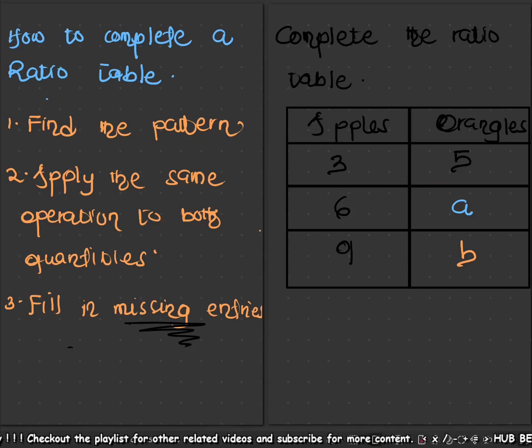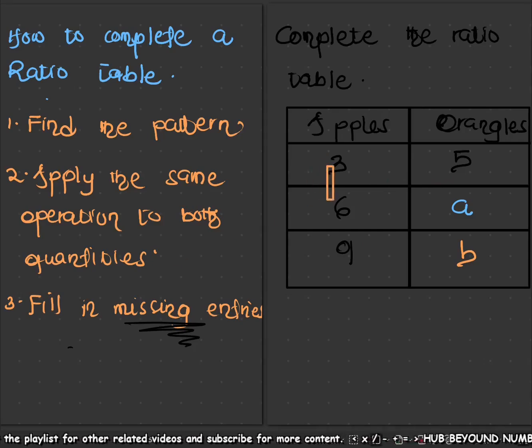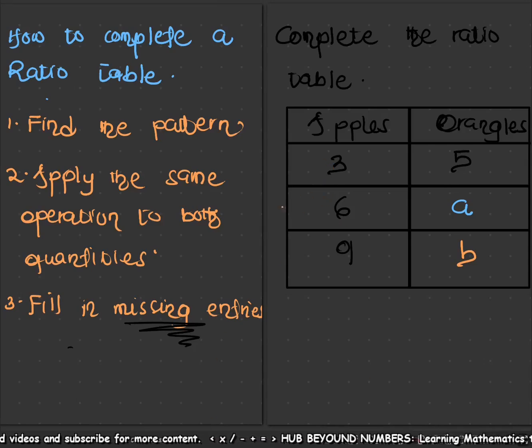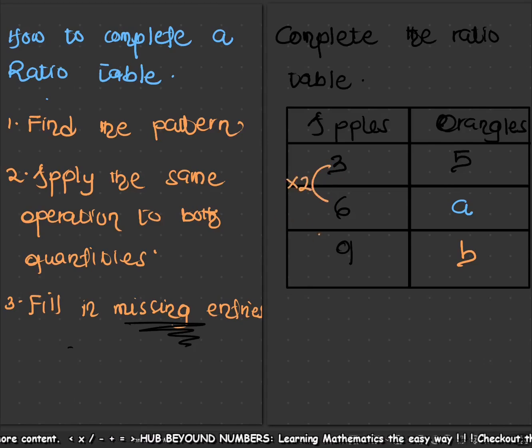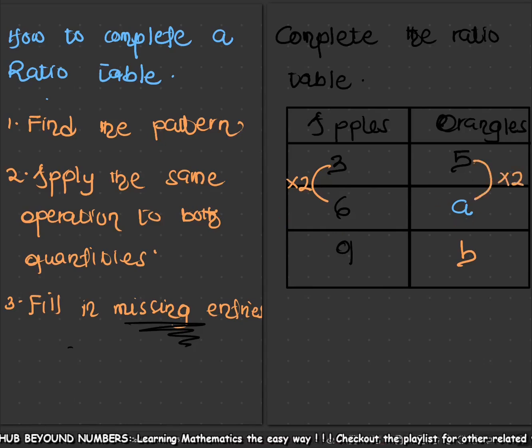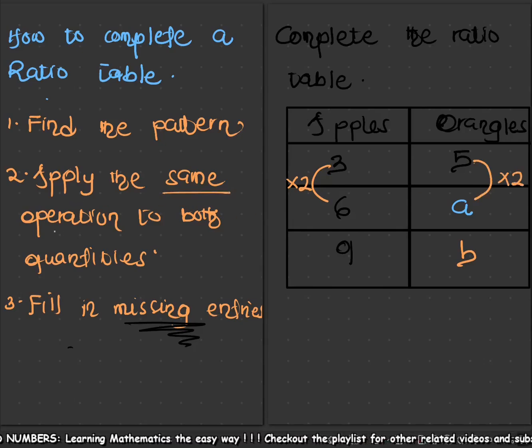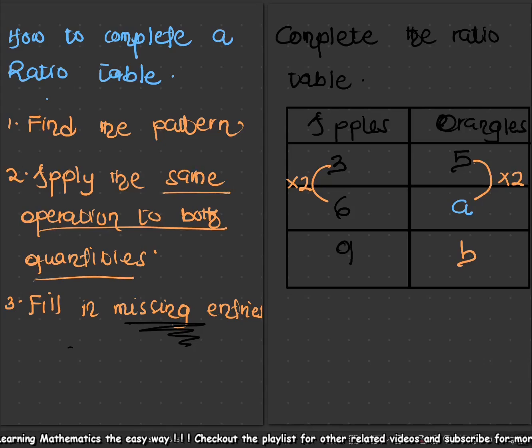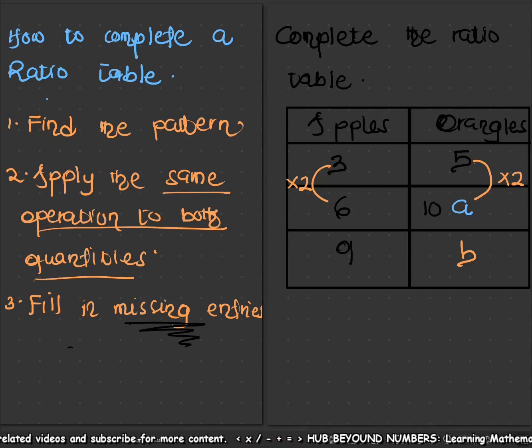And ratio tables are built on equivalent ratios. So if here from 3 we all of a sudden came to 6, what happened? How do you obtain 6 from 3? We do that by multiplying by 2. So that should tell you that if you want your A, then you have to multiply 5 also by 2. That is what it means. You should apply the same operations on both quantities. So on this quantity, it was multiplied by 2. Hence, we have to do the same thing over here. That simply means that our A is going to give us a 5 by 2. And 5 by 2 gives us a 10. So A is 10.